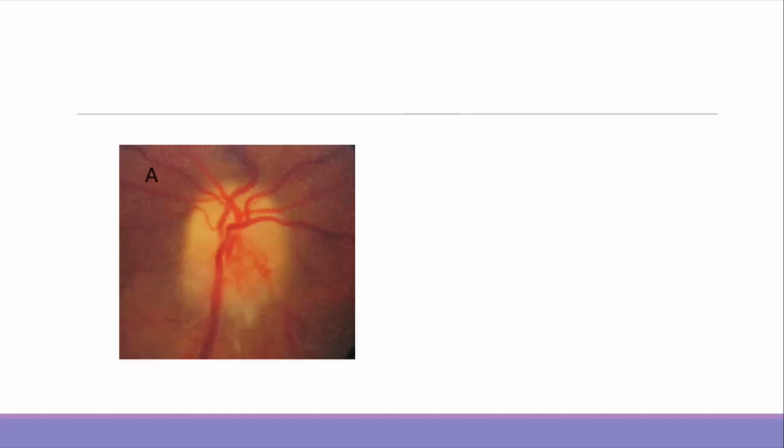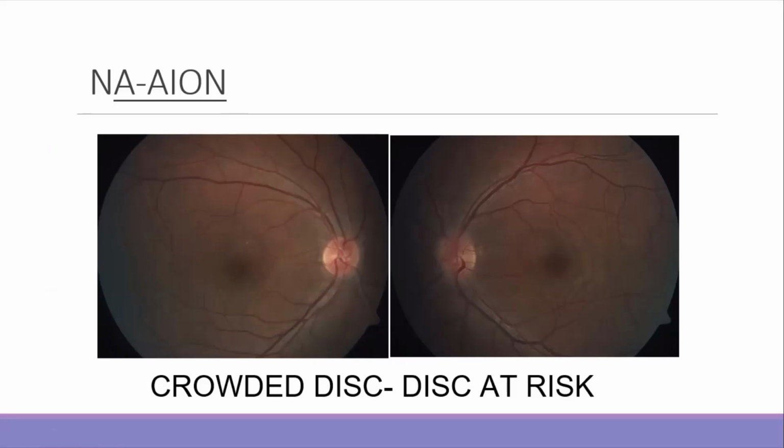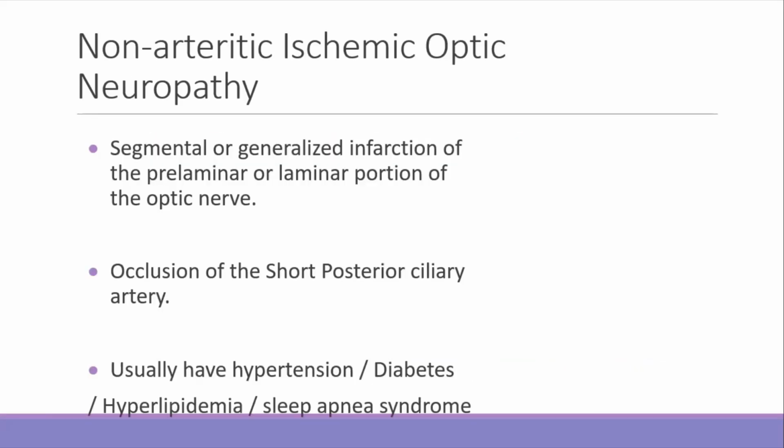and the disc showed pallid disc edema with, as you can see here, a very characteristic luxuriant perfusion. So the diagnosis is NAION. Always remember, in NAION, look at the contralateral disc. It should be crowded. It has to be a disc at risk for you to definitely say it is NAION. NAION is a segmental or generalized infarction of the prelaminar or laminar portion of the optic nerve due to occlusion of the short posterior ciliary artery. The usual risk factors are hypertension or diabetes.